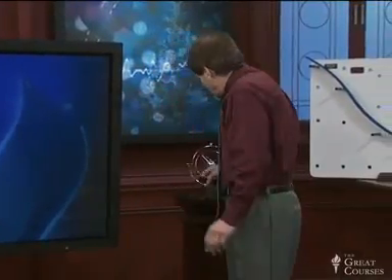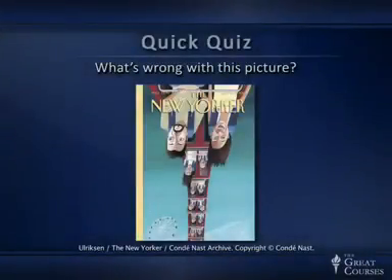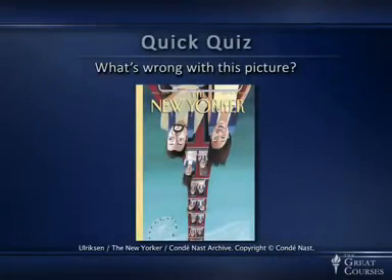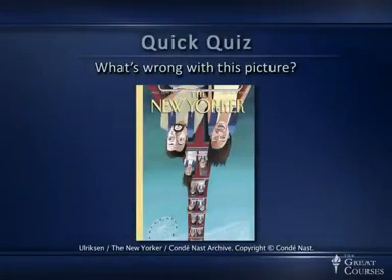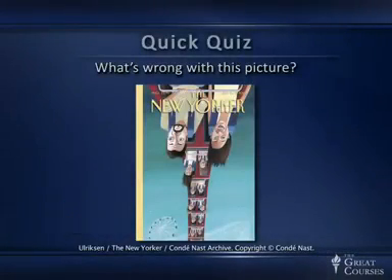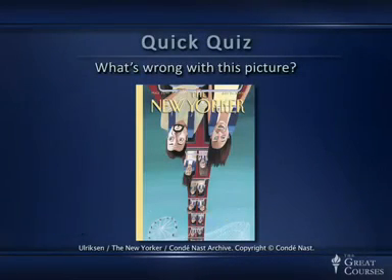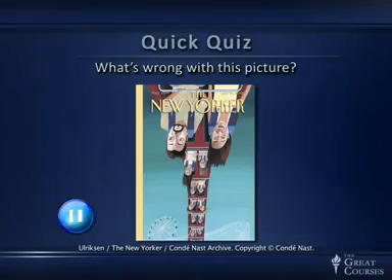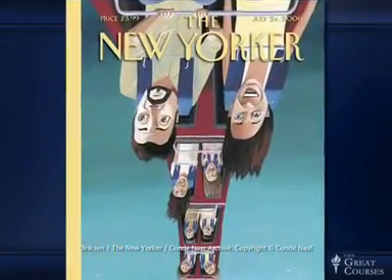Let me now give you a little quiz. So here is a picture that appeared in the New Yorker, a delightful picture of people riding a loop-the-loop track. And I would like you to pause a second and think about and answer in your mind the question, what's wrong with this picture? Okay, I hope you had a nice pause, and I hope your brain did some work on that. I'll tell you what's wrong with the picture.